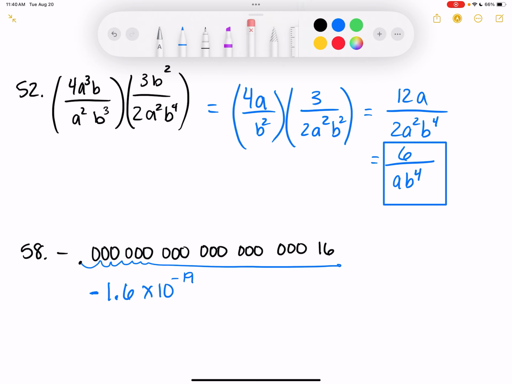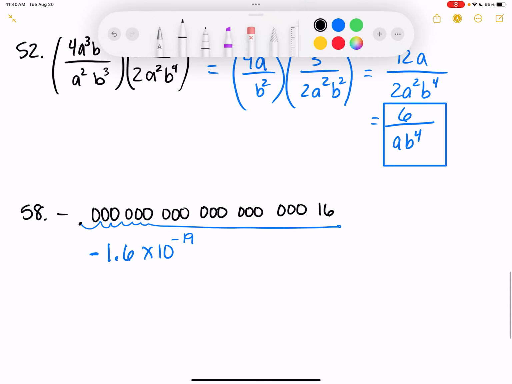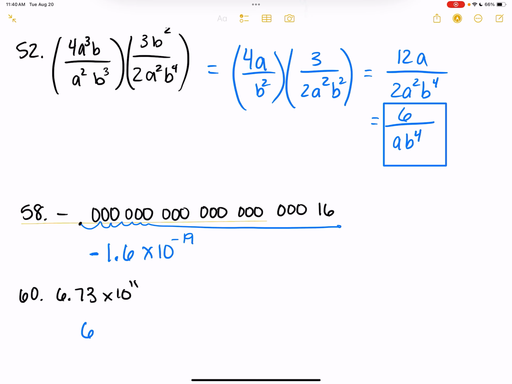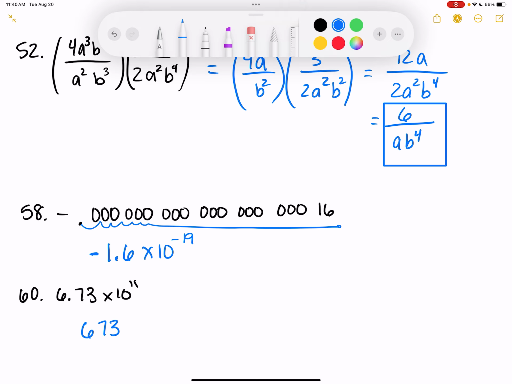We're going to work backwards because there are two of each of these questions. Number 60 is the reverse. It gives you the number and wants you to write it out with all the zeros. So it's 6.73 times 10 to the 11th. If it is a positive exponent, we move the decimal to the right. If it's a negative exponent, we move it to the left. So I would have 6, then 73, so that's 2 decimal places, and then I need 9 zeros. So 1, 2, 3, 4, 5, 6, 7, 8, 9. So it'll be like that.